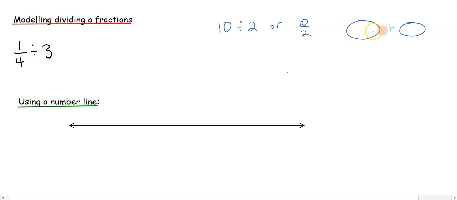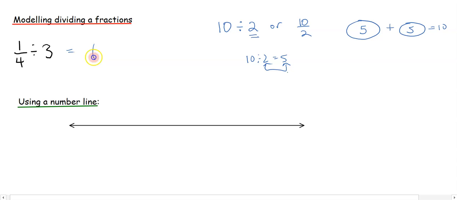What are we adding twice to get to 10, right? We want 2 things to add to get to 10. And we know that is 5. 5 plus 5 is 10. Therefore, 10 divided by 2 is 5, right? Or in other words, 5 times 2 is 10. They are inverse operations. So how are we going to do a quarter divided by 3?